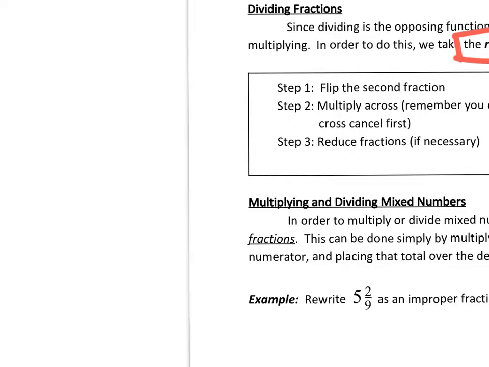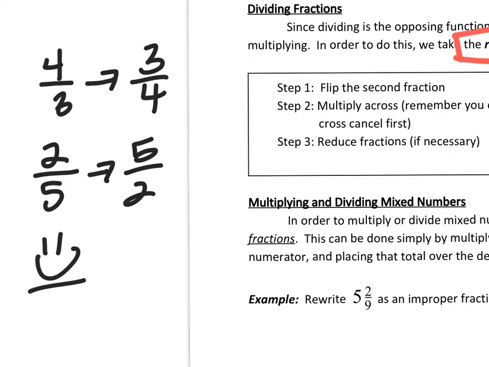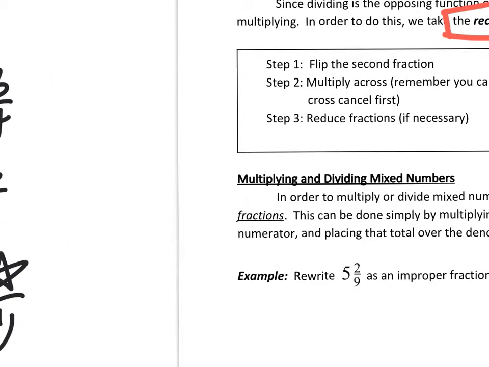So if I asked you the reciprocal of 4/3, that would be 3/4, right? Out loud, tell me the reciprocal of 2/5. That'd be 5/2. And what about smiley face over star? The reciprocal of that would be star over happy face, right? You're just taking those fractions, and what was above is now below, and what was below is now above. Okay? Simple.